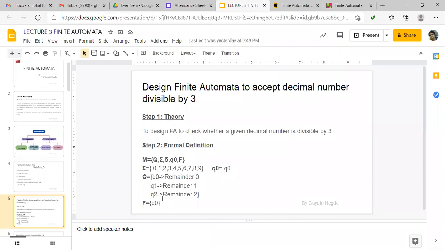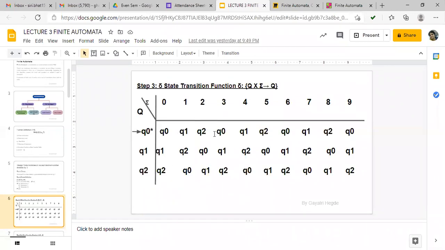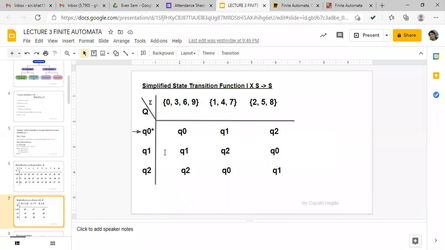First and foremost, we have to define our formal definition. Again, I'm repeating, you have to write all these steps to get full marks. If you don't follow these steps, you will lose marks. Step 1 is you have to write what you're designing. Step 2 is the formal definition; you have to remember these tuples and define this. Step 3 is the state transition function. After that, we combined and simplified this.